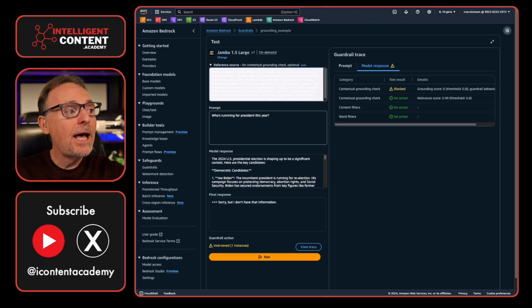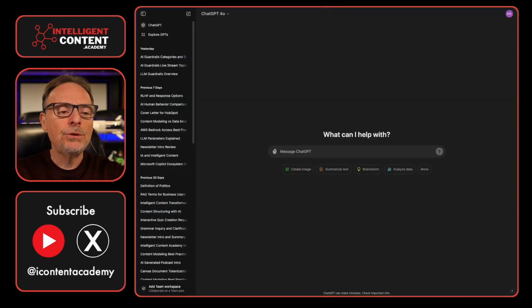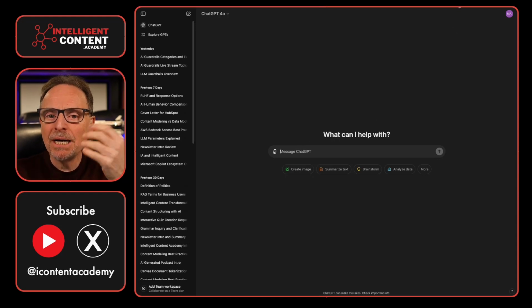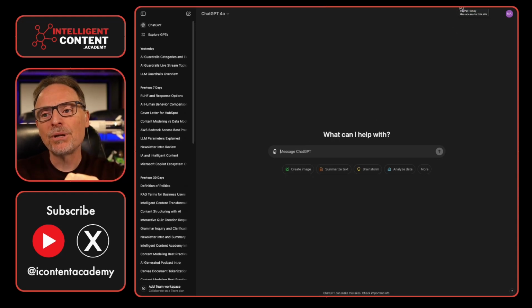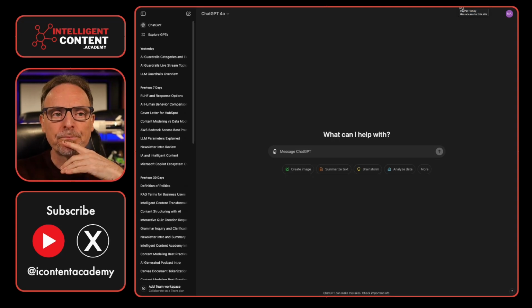Okay, that is pretty much it for AWS. So I'm going to go ahead and close this up, because what I want to show you is ChatGPT, and how you implement something like this. Because there's nothing in ChatGPT where you can implement guardrails. But what you could do, now keep in mind, this is happening at the prompt level, so it could be a little flaky, okay?